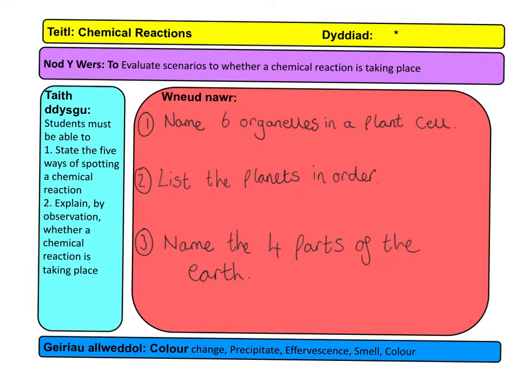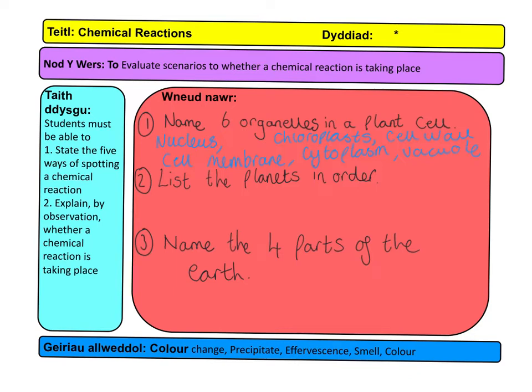Okay, so name 6 organelles in a plant cell. So we've got the obvious ones: nucleus, cell membrane, cytoplasm, then we've got chloroplasts, cell wall, and vacuole.